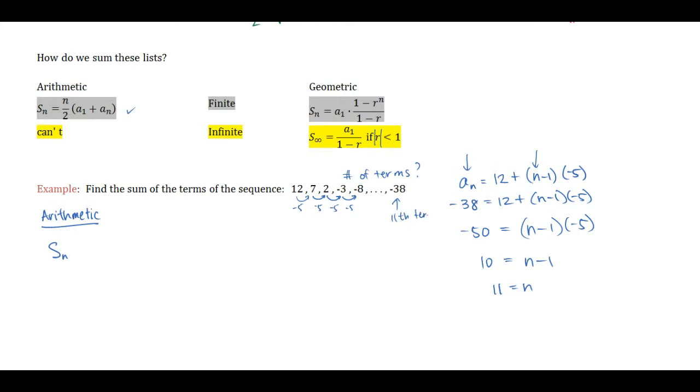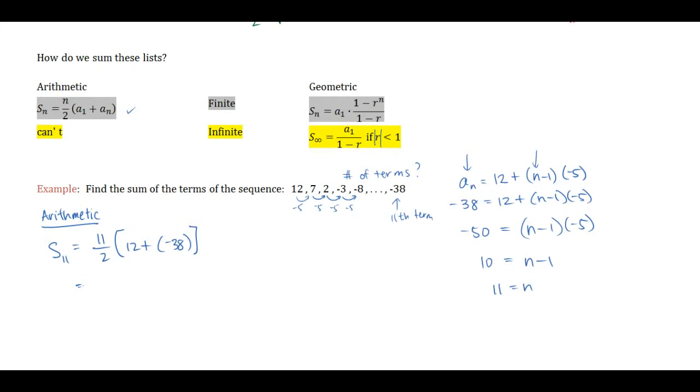And if I know that, I should be able to sum it up. So I want the sum of the first 11 of an arithmetic sequence, which is 11 over 2 times the first term plus the last term. Did I put negative 38? Sweet, I did. And so therefore, I can now tell you the sum of the entire series.